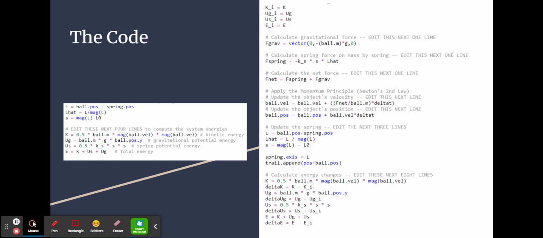And then we also had to calculate the gravitational force, spring force, and our net force, which are all basic calculations that we've been doing forever. F spring is just negative Ks, as we talked about. And then by applying the momentum principle, we can update the spring to show us our new changes. And then we calculate energy changes. By doing all this, basically what we're doing is finding these new positions and these new velocities that the ball is going to reach.